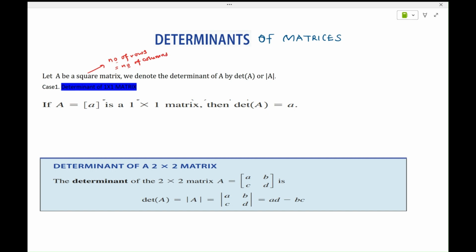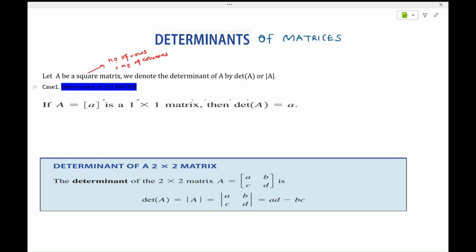So that is what a square matrix is. For example, 1 by 1, 2 by 2, 3 by 3, 10 by 10. Those are square matrices. So let's consider the first case, which is a one by one matrix. So how do you find the determinant?